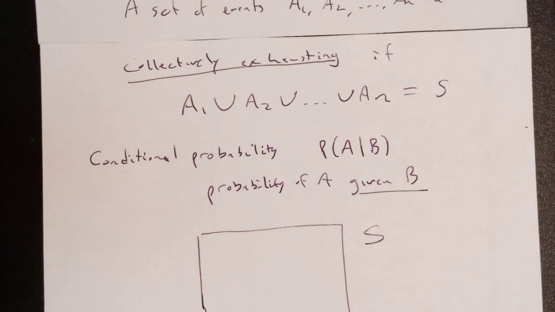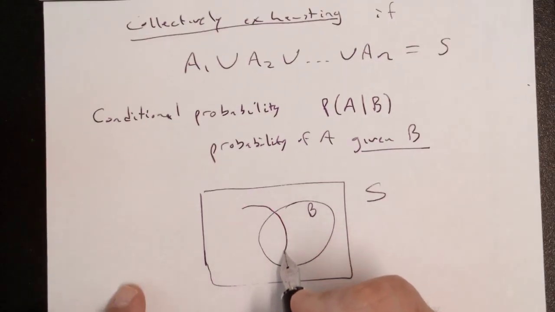Here's my sample space. I have some event B. And now I'm asking, what's the chance that I have A? If I tell you we have B, that means you already know you're in here, right? That means that A should overlap this.